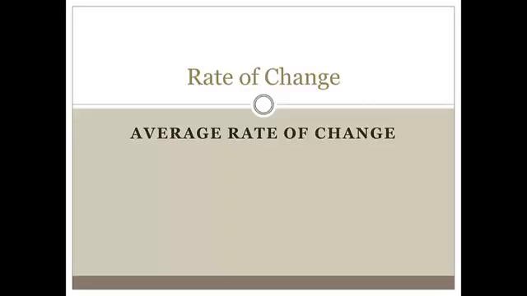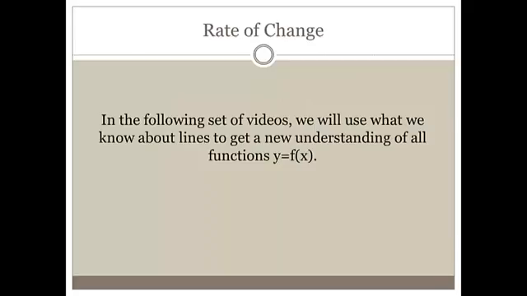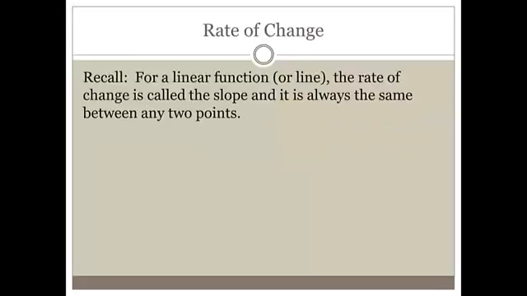With linear functions, we found that the rate of change was given by the slope. We will now look at average rate of change. The idea of average rate of change will let us use what we know about lines to get a new understanding of all functions. As we said, for linear functions, the rate of change is called the slope, and it is always the same between any 2 points.